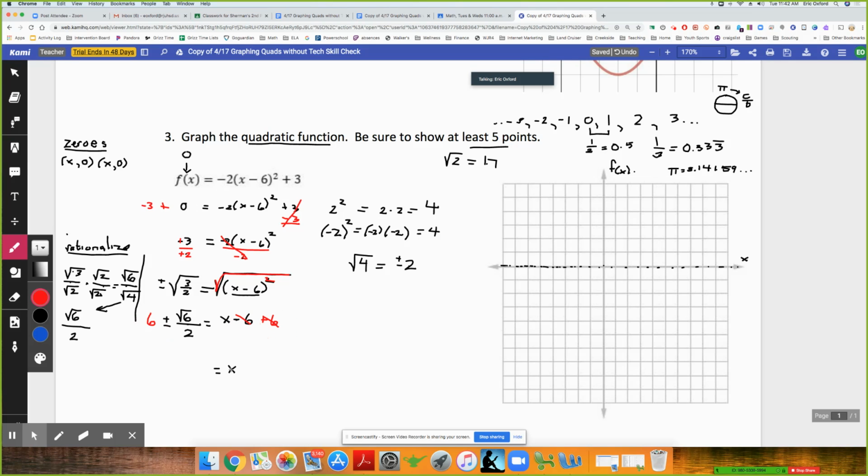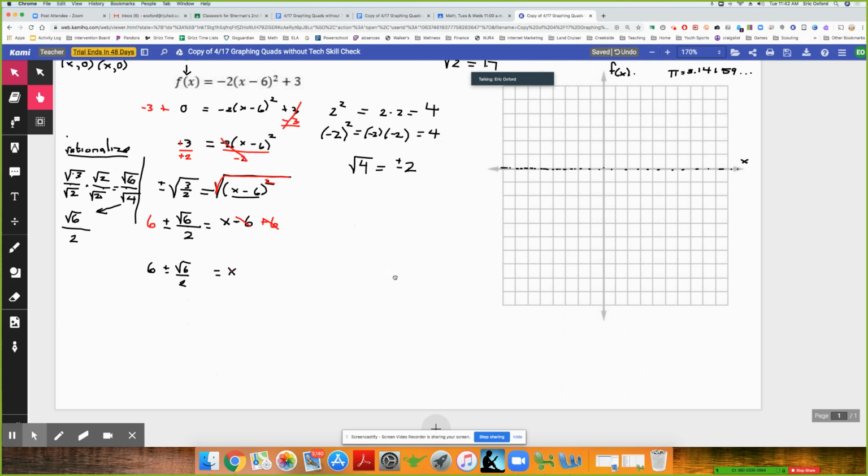We can cross those off, and I'm down here at x. Okay, and so I'm left with the answer, 6 plus or minus the square root of 6 over 2. And so I know that I need to graph that, and so I need to do a little bit more simplifying. Okay, this is a ton of work, but it'll pay off.